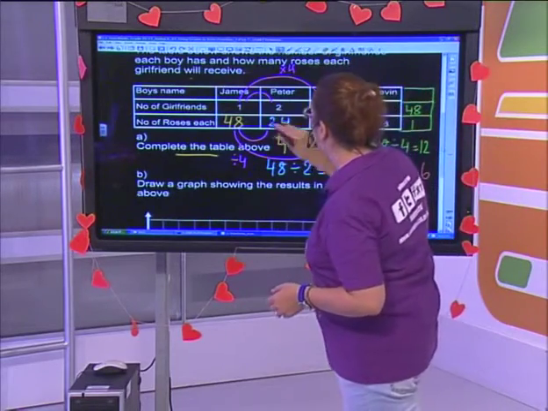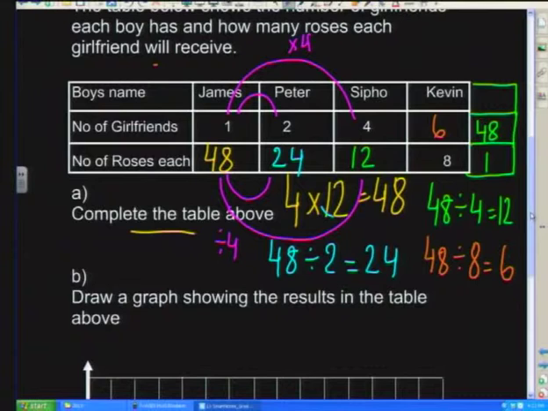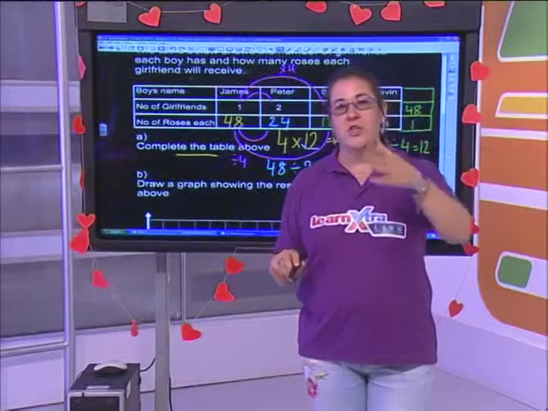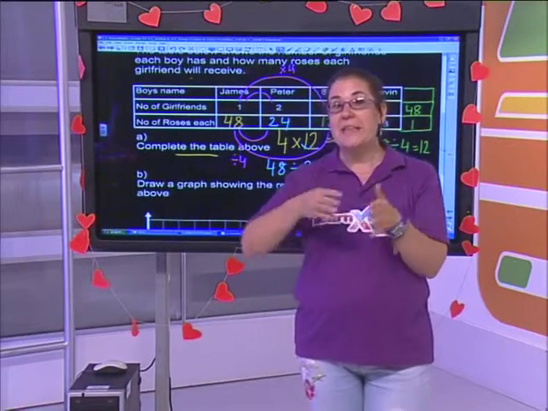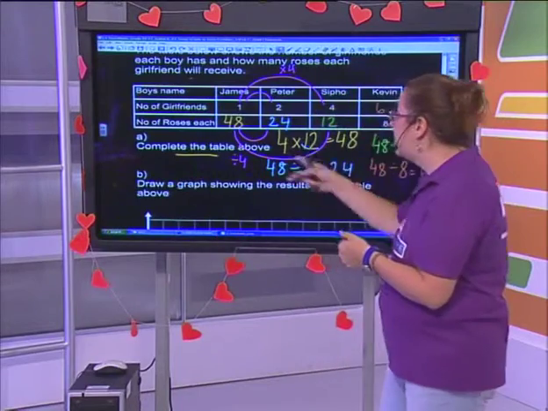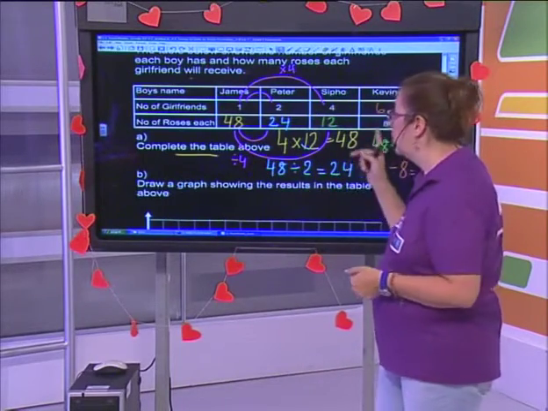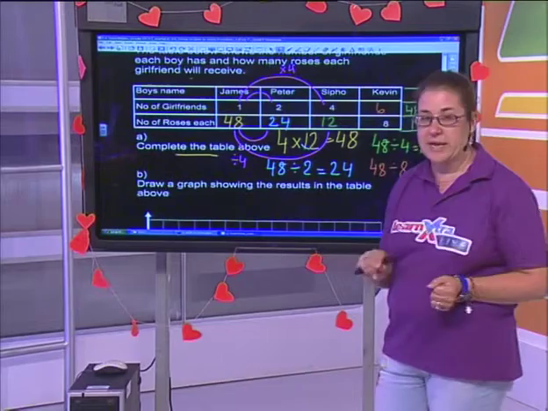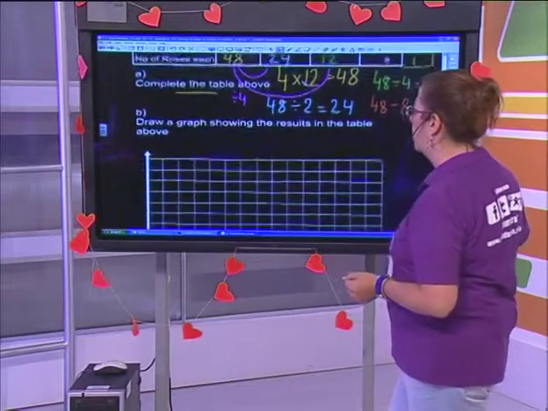So 1 times 48 is 48. 2 times 24 is 48. 4 times 12 is 48. So when you multiply the two numbers, you're going to end up with the same answer. And that's another thing that you can look out for. In actual fact, that's how we did our calculations. So we divided each of these by 48. Right, let's now go and draw our graph.